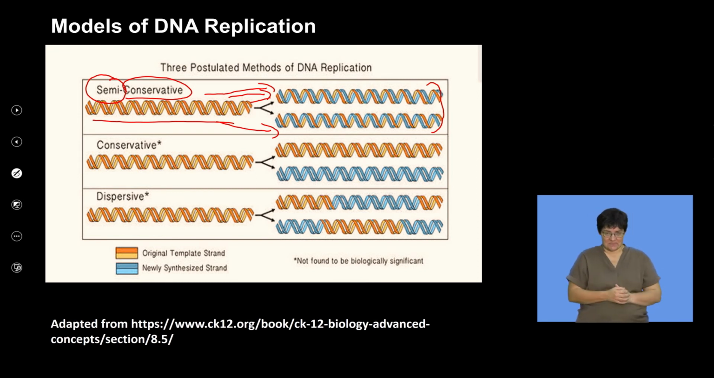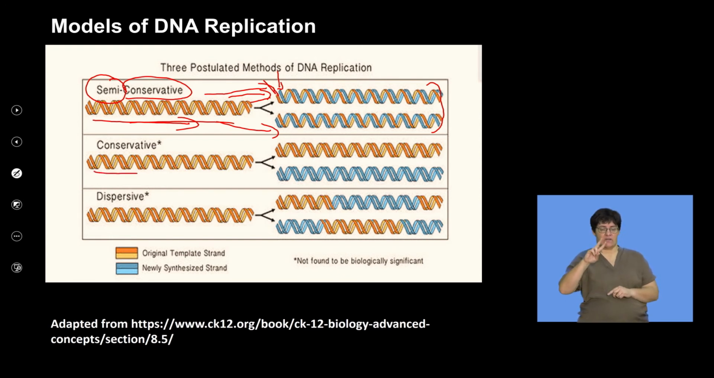So at the end of this process of replication using the semi-conservative model, we have two new molecules, and each of these has a copy of the old strand and a new complementary strand. And so this is referred to as the semi-conservative model.